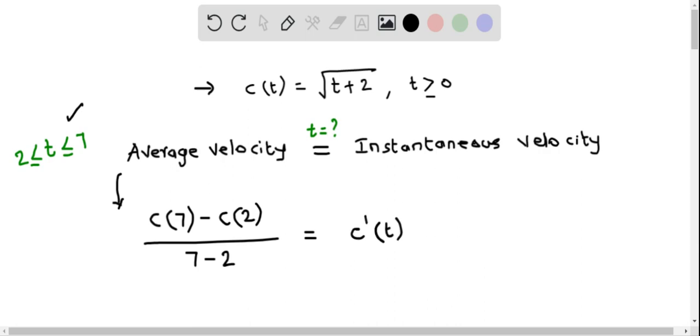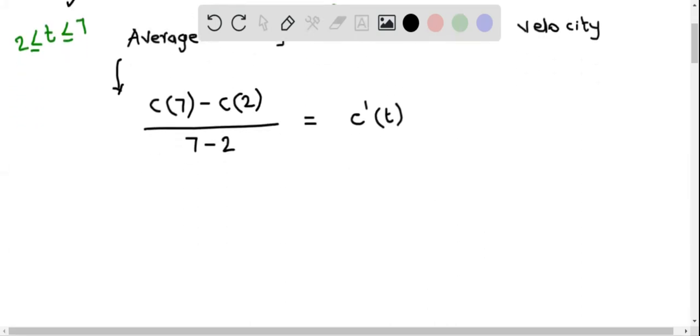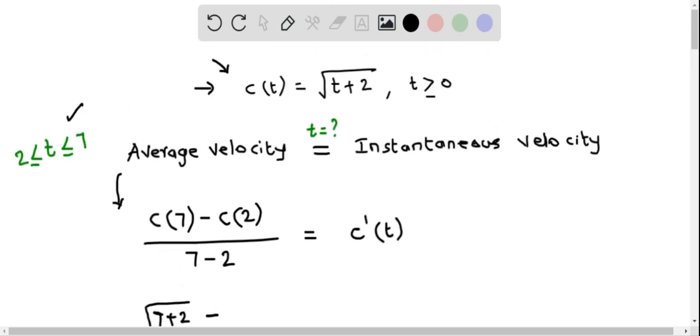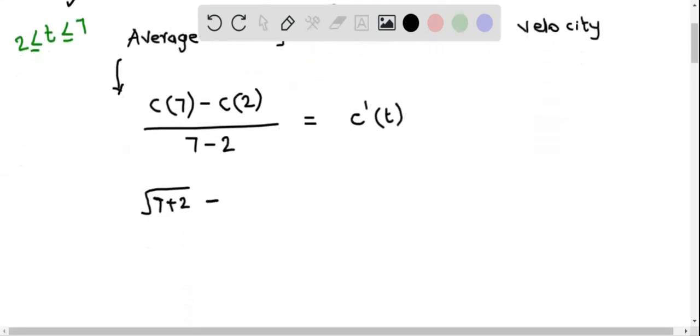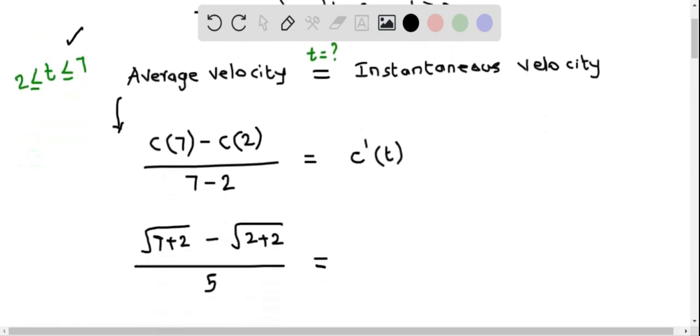Now let's evaluate this. We have to find c of 7, so we plug in t equal to 7 into the c of t function. So we get c of 7, and this equals the square root of 7 plus 2. And then we find c of 2 by plugging in t equal to 2 into c of t. So we get the square root of 2 plus 2. And this is over 7 minus 2, which is 5. And this equals, we have to find the derivative of the c of t function.